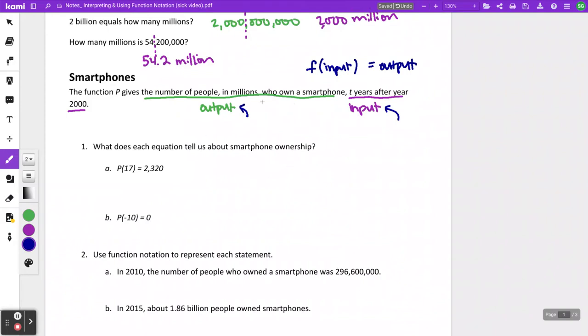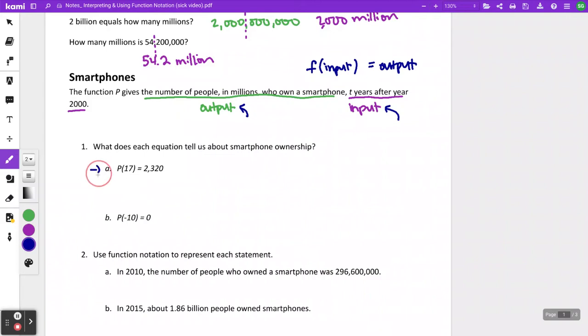Now, notice the input and the output are really specific with the measurement. It didn't just say the number of people who own the smartphone. The output said the number of people in millions who own a smartphone. And similarly, the input wasn't just the year, it was the number of years after the year 2000. That's going to be really important again when we start looking at function notation, and like in number 1, we're trying to figure out what these two equations mean.